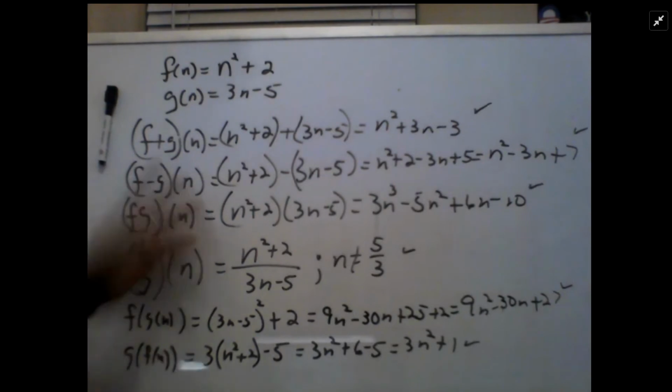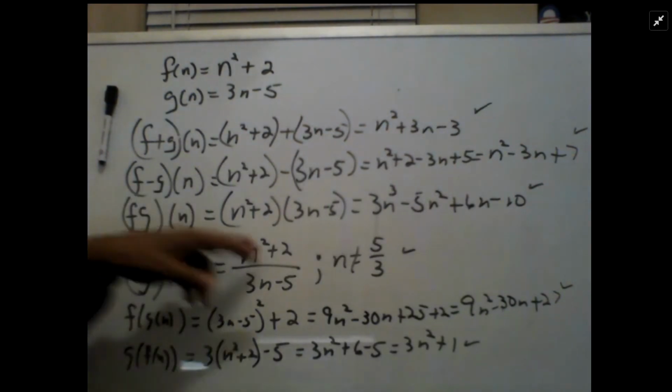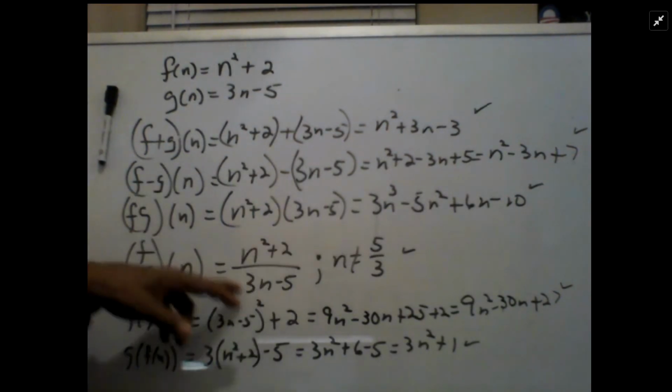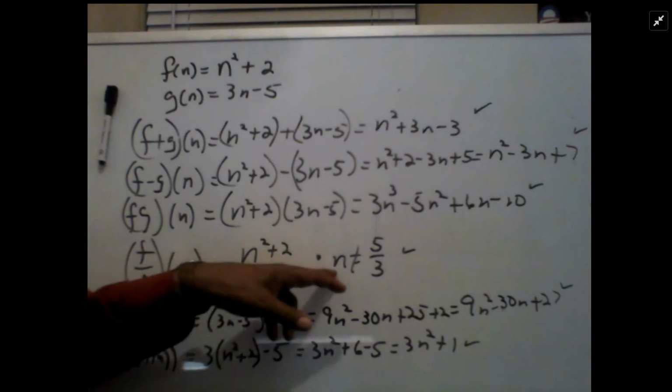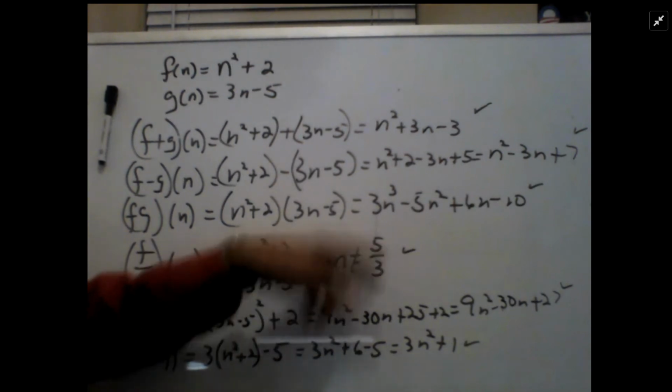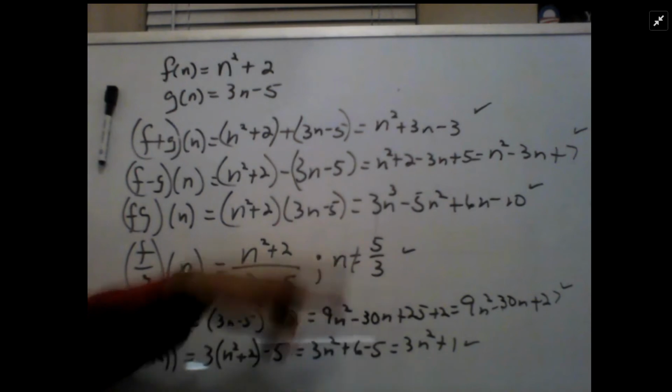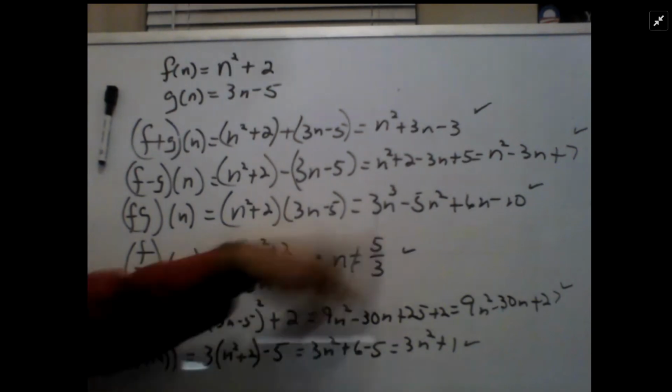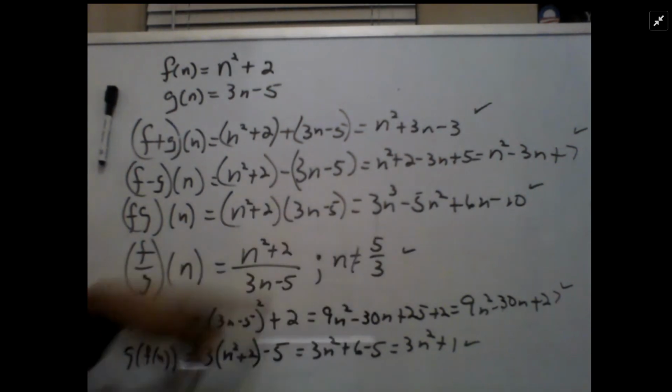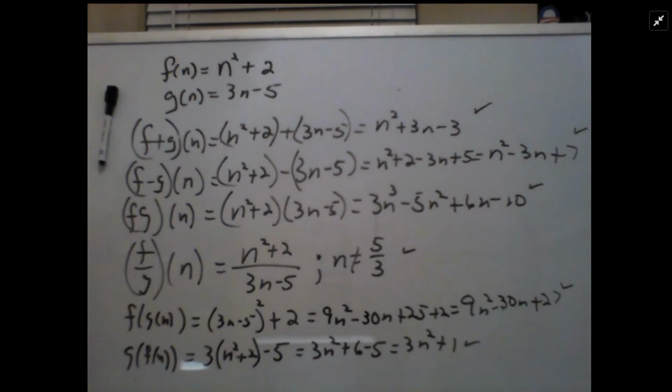Divide is the easiest. Just put one function on top of the other. N squared plus 2 over 3n minus 5, but that's as long as the n does not equal 5 over 3 in the denominator, because the n equals 5 over 3, that becomes 0 in the denominator. You cannot divide by 0.